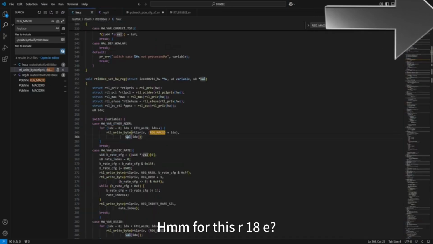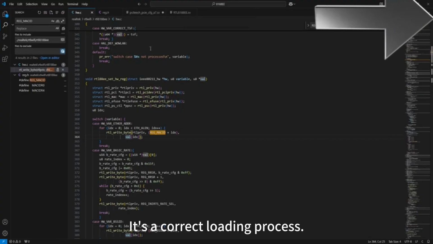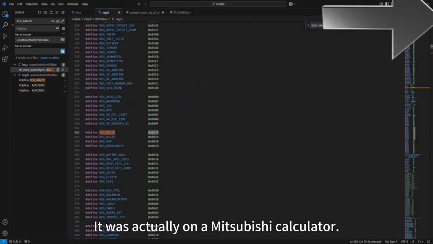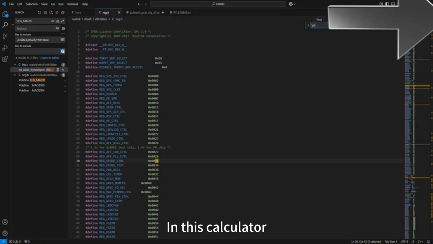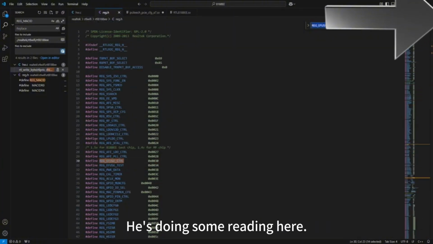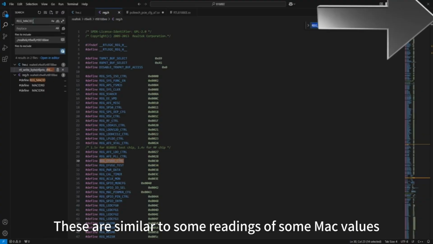Because not all coupons do this. For this R18E, it's a correct loading process. It was actually on a Mitsubishi calculator. In this calculator, he's doing some reading here. These are similar to some readings of some MAC values.